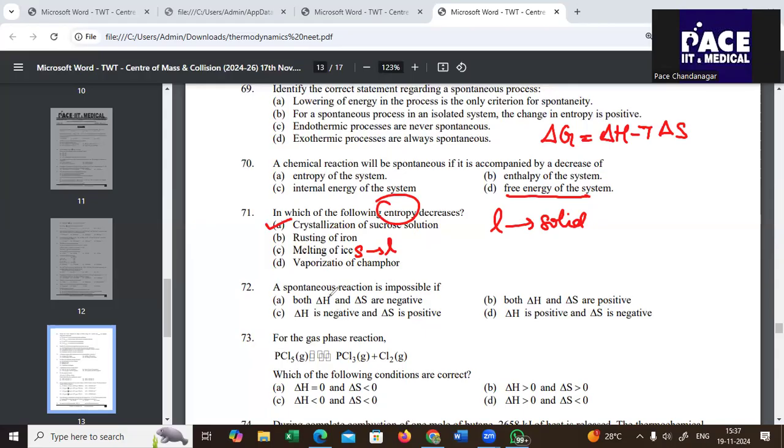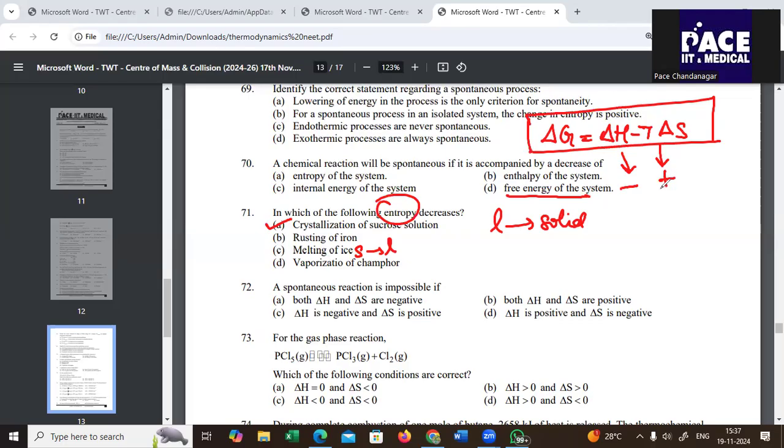Next, 72. Spontaneous reaction is impossible. Impossible or possible, go with the same formula again. Both delta H and delta S are negative. See, delta H negative, delta S negative, so negative of negative is positive here. So negative and positive, it definitely depends on the temperature. In case that it is impossible, it can be possible also.